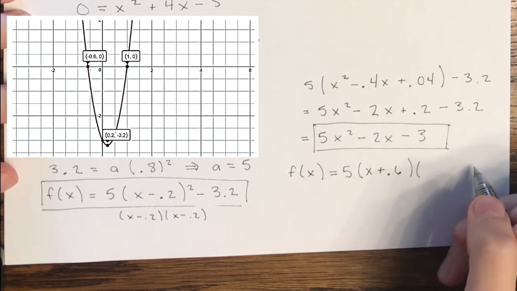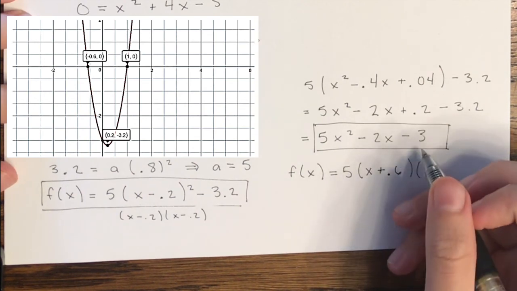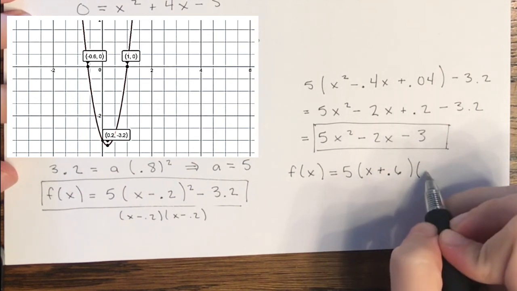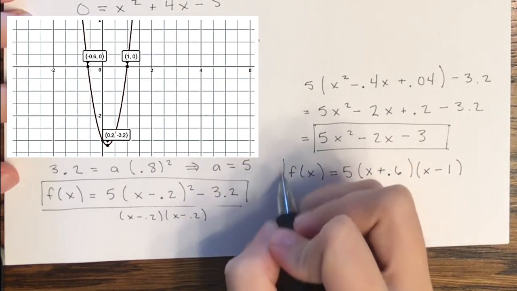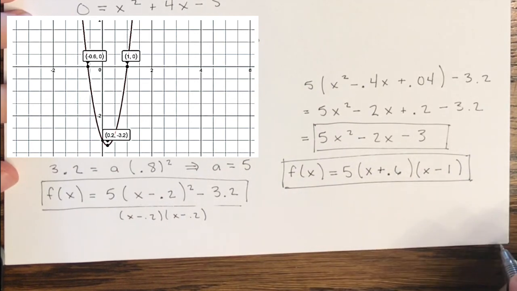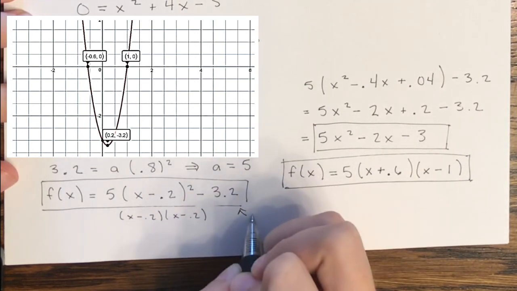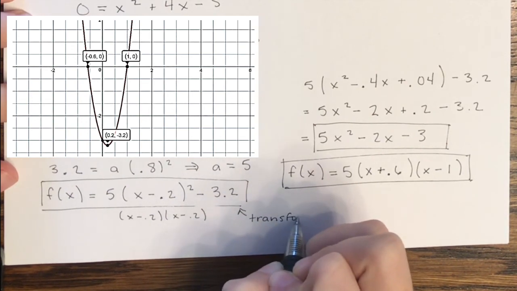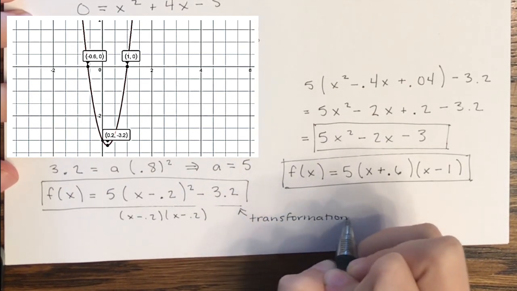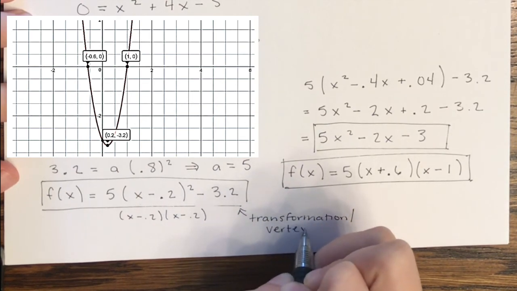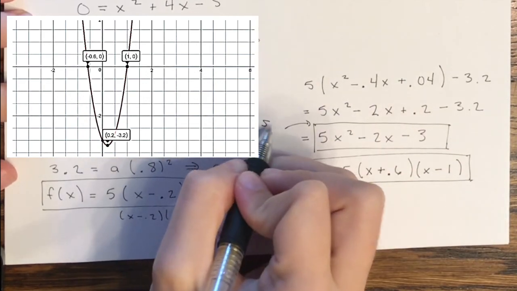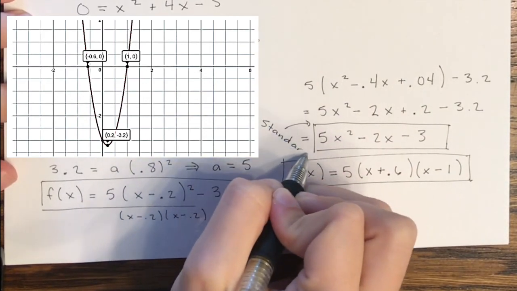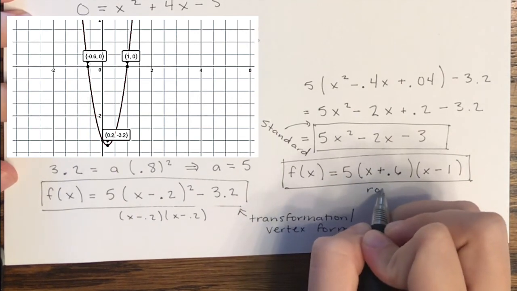And then on the right side, we have a root at 1. Again, the function is passing straight through it, so we have a multiplicity of 1. So we have x minus 1. And this is root form. So again, this is transformation or vertex form. This is standard form. And this is root form.